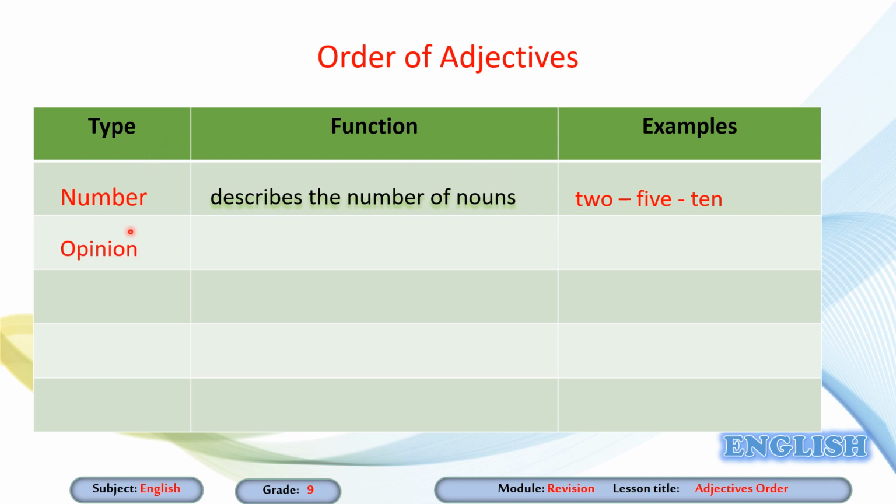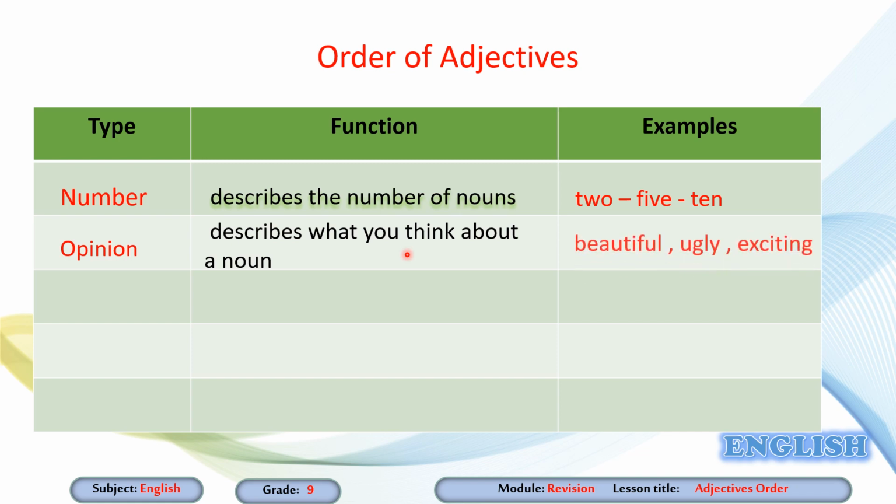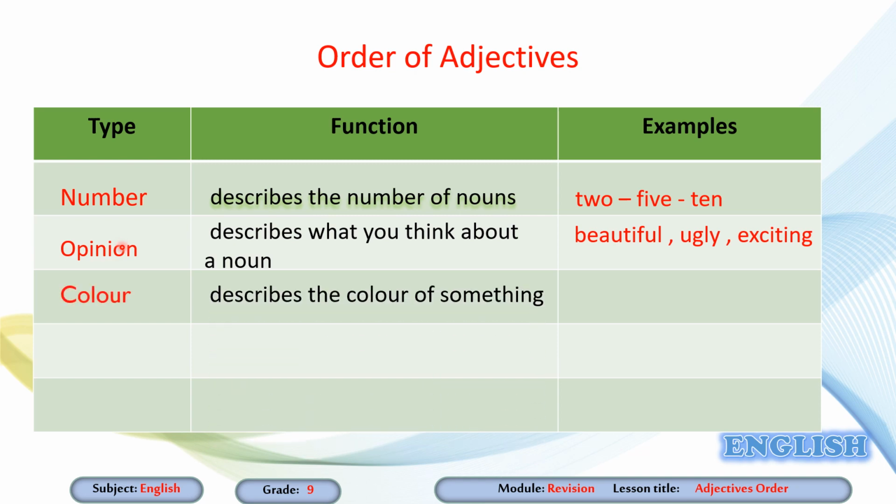Another example of adjective is the one that expresses opinion. It describes what you think about a noun. For instance, beautiful, ugly, and exciting. When you say that something is beautiful, you describe what you think about it. You express your opinion about it. Another type is color. It describes the color of something. For example, black, green, and red.